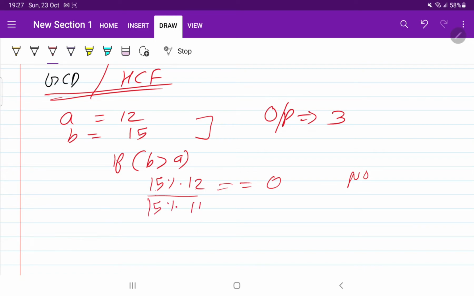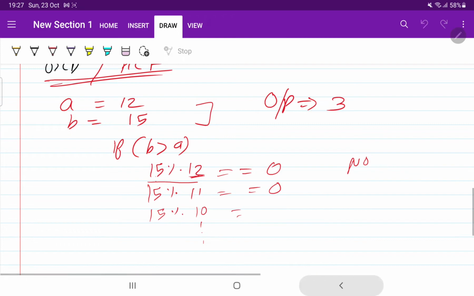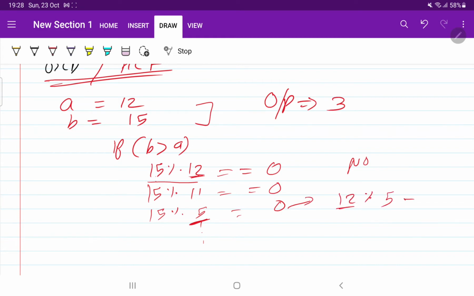Then we will divide by 11 and check, then by 10, and we will check later on which number is divisible by both. When you divide by 5, you will get 0. So if 15 is divisible by 5, then you need to check whether 12 is also divisible by 5 or not. If you get 0, it means yes, it is the greatest common factor. If no, you will continue the process.